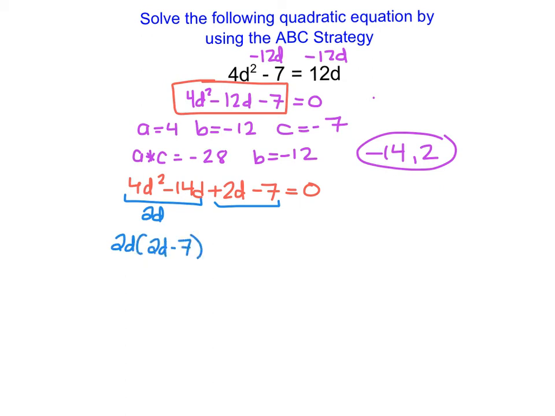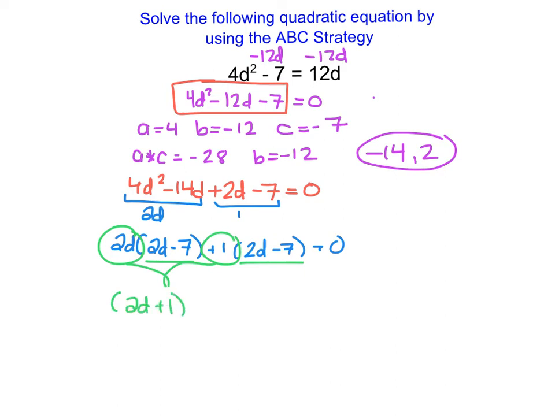Now remember, we want the parenthesis parts to match. So this second one here, the only greatest common factor they have is a +1. So we're going to factor out 1 so that the inside parenthesis is 2d minus 7 is equal to 0. Then, because these two parenthesis pieces are identical, we can group our coefficients together out in front. So we have 2d plus 1 times 2d minus 7 is equal to 0.